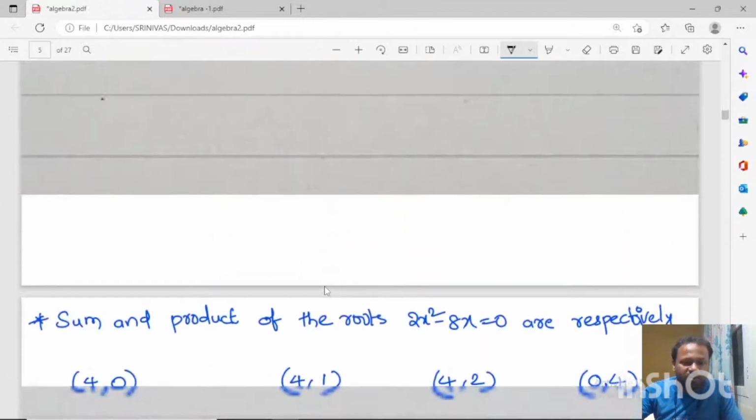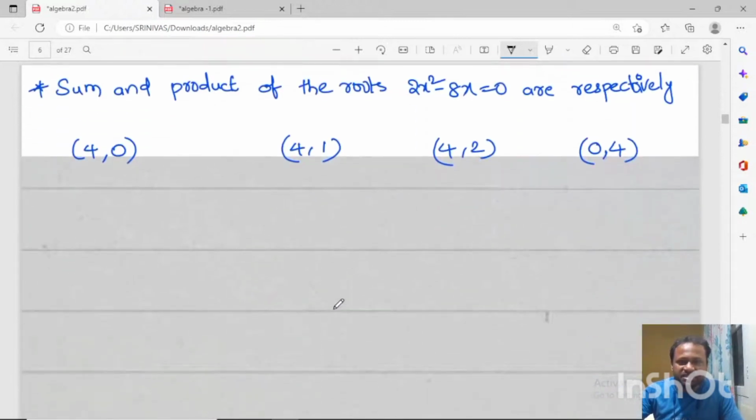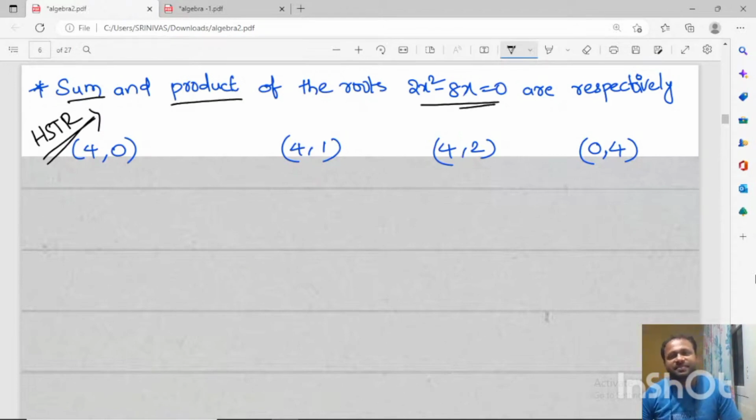Now let me move to another question. So this is also a previous HSTR question. Previous HSTR question, one more. Okay. What will be the sum and product of the roots of the equation? Sum of the roots, product of the roots respectively. What will be the answer?